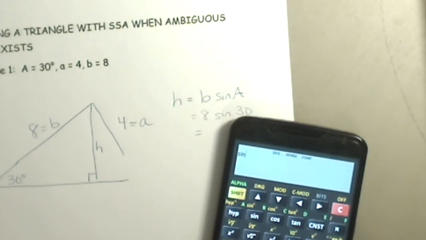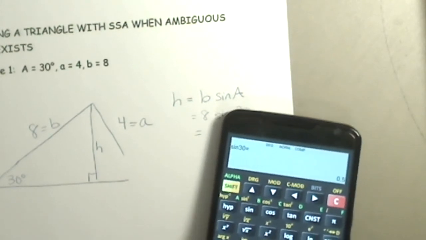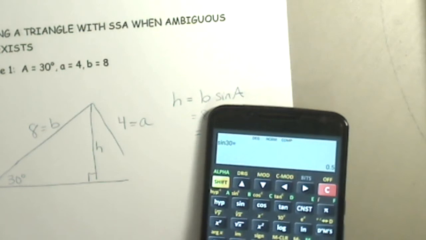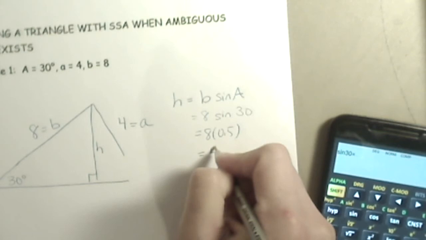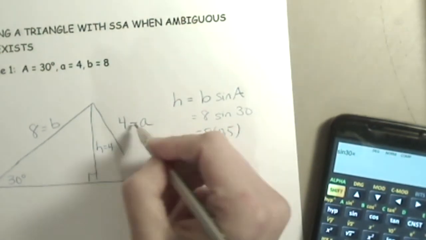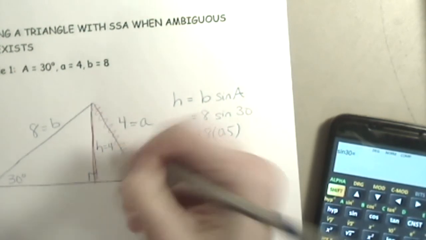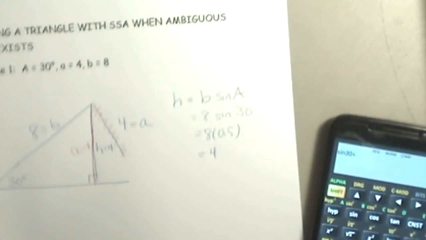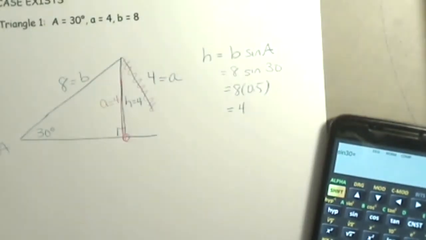All right, we all know the sine of 30 is 0.5, but we can see that here anyway. Sine of 30 is 0.5. So 8 times 0.5 is 4. That means the height is 4, which means side A is actually right here, and we get one unique triangle, which is a right triangle. And we can easily solve that out.